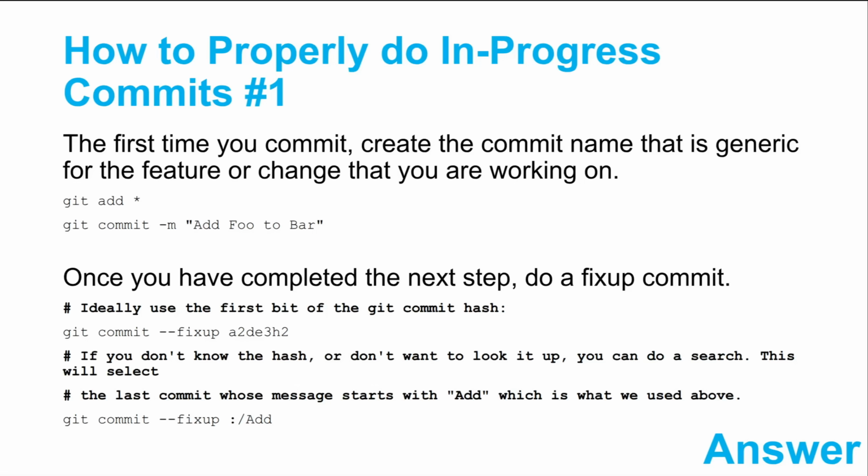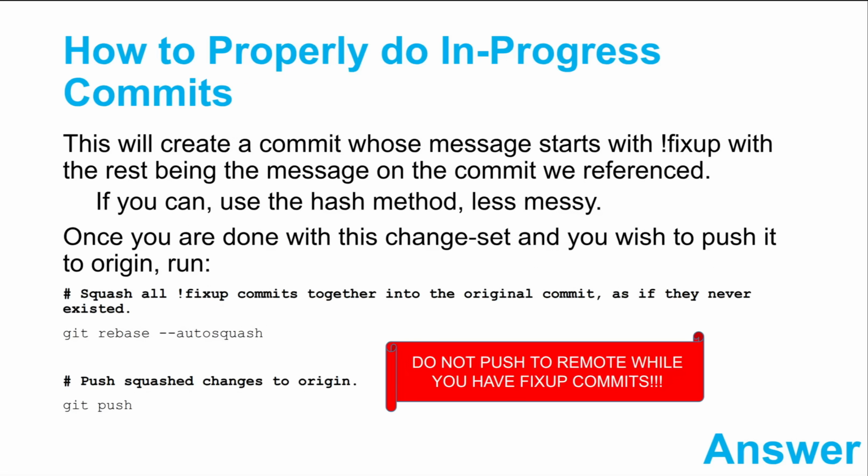But provided you remember to squash them later on, it'll merge them all together and it won't matter. So you use git rebase auto squash, and all those fix-up commits become one. And then you push your changes to origin. And yeah, I have to repeat it again.